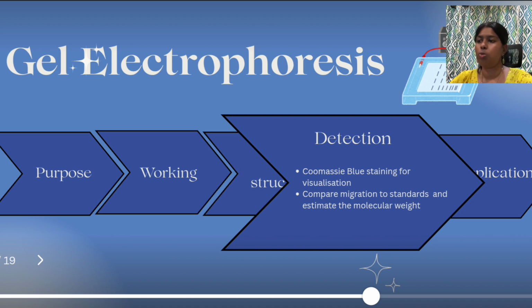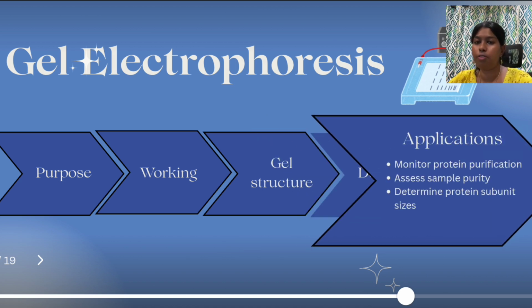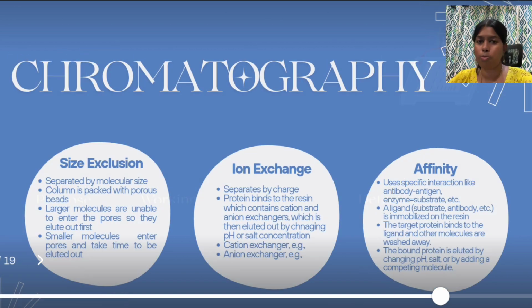For visualization, we use Coomassie blue to stain these samples, which reveals bands on the gel. They can be compared to the standard samples and help in determining the molecular weight of proteins. Even molecules with similar charges will begin to separate if they have different molecular sizes, and they will experience different frictional forces. And another technique that is most commonly used is chromatography.